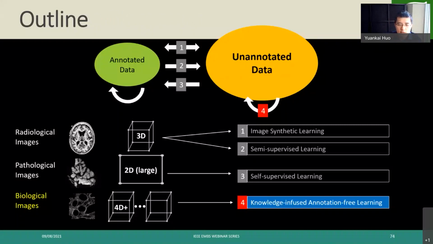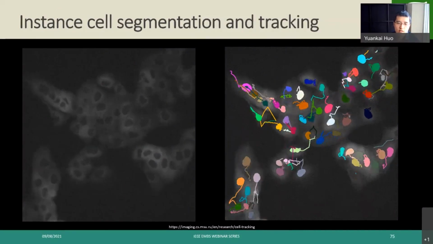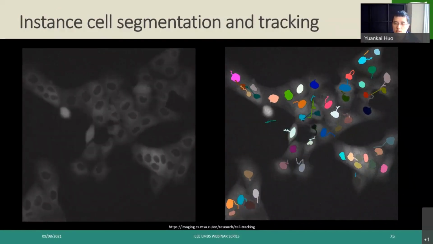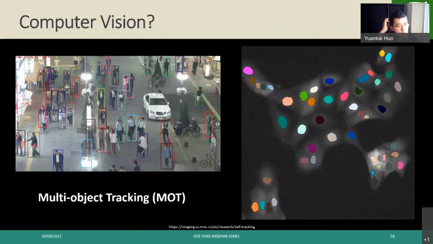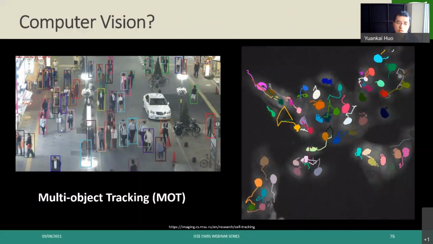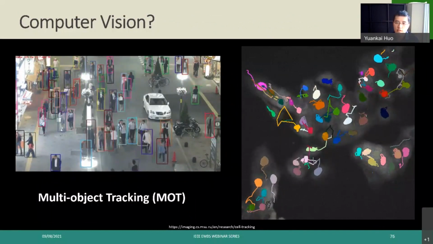Okay, so now I will introduce the last piece, called annotation-free learning. In this case, what we want is to do the learning using the unannotated data itself. So the application here is biological images, which are microscopy images. The task we are dealing with is instance cell segmentation and tracking. So in this example, say we want to segment each cell and track the trajectory of each cell. This problem is quite similar to multi-object tracking in computer vision. You can see in MOT, we're also trying to identify each object and track their trajectory.